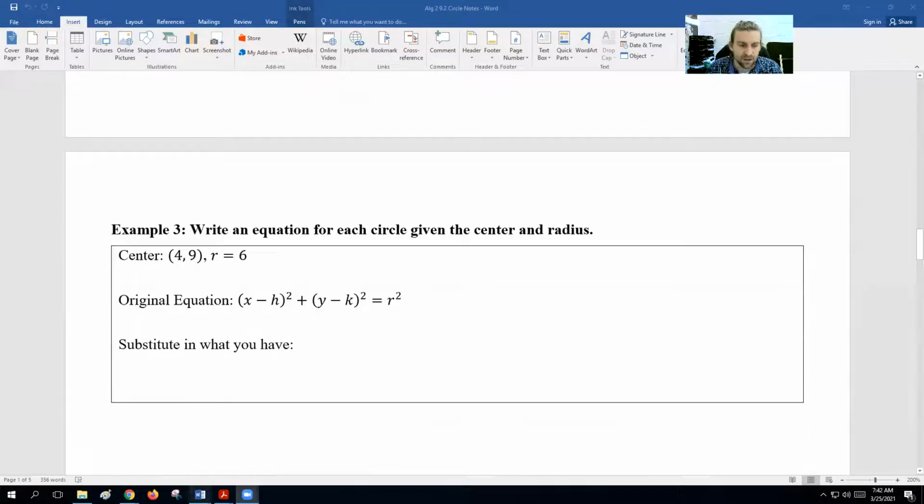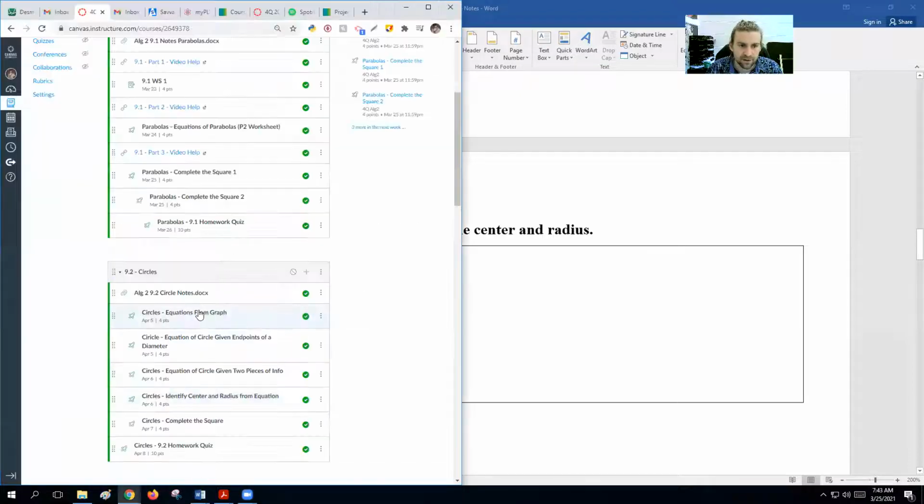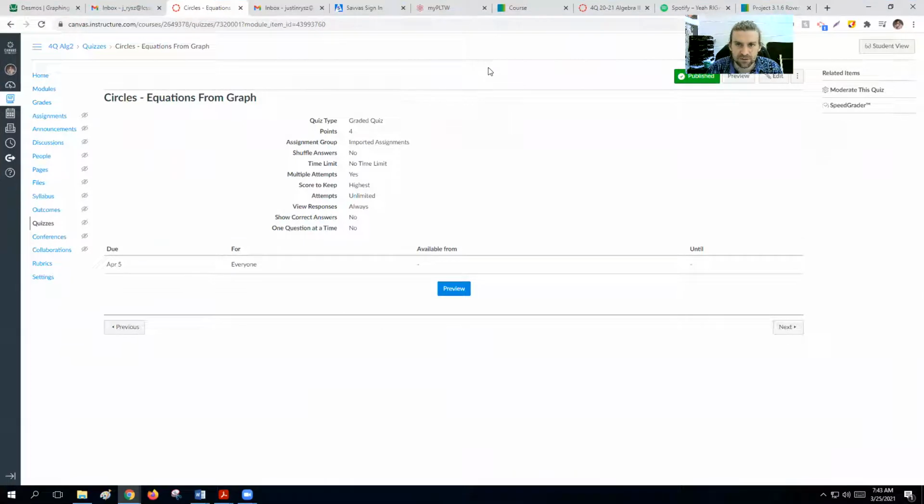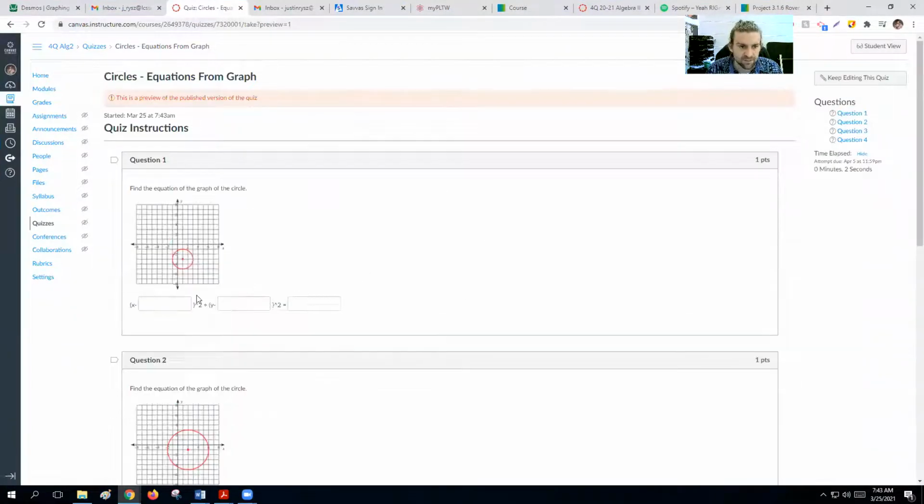There we go. So now let's go ahead and take a look at tonight's homework, what you guys will be working on. Okay, so you guys will be taking those online quizzes on Canvas. The first quiz is just to find the equation of the circle given the graph. So we go ahead and look at some of these problems here.